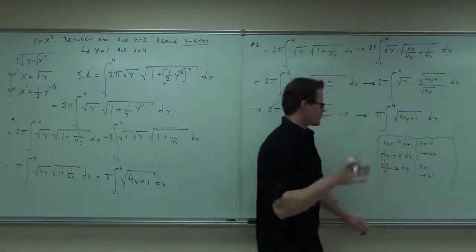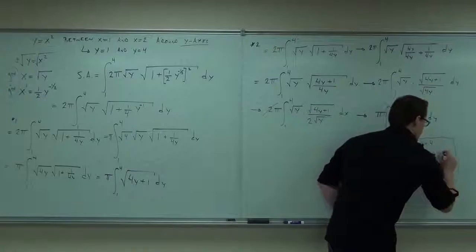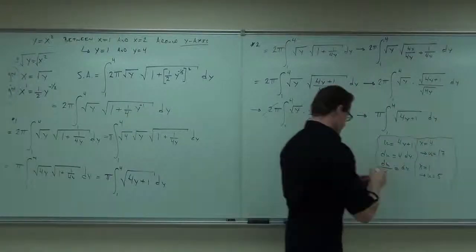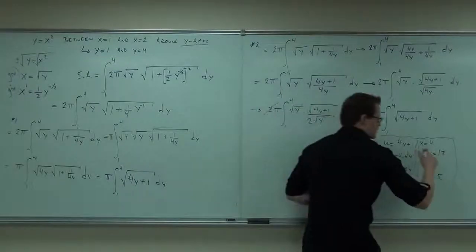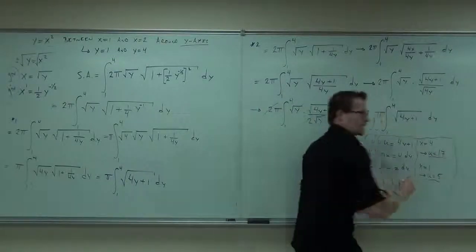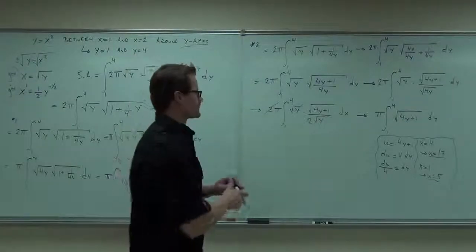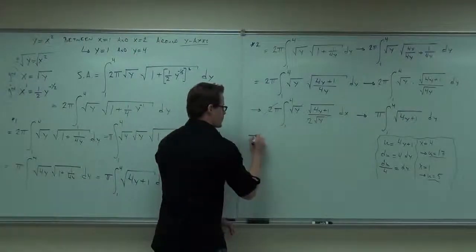I'm sorry, when y is 4, you get how much? 17. And y is 1, sure, 5. So those right there, those are our new bounds of integration. We're not going to have to substitute back in for y's later. We have these in terms of u. We're good to go.